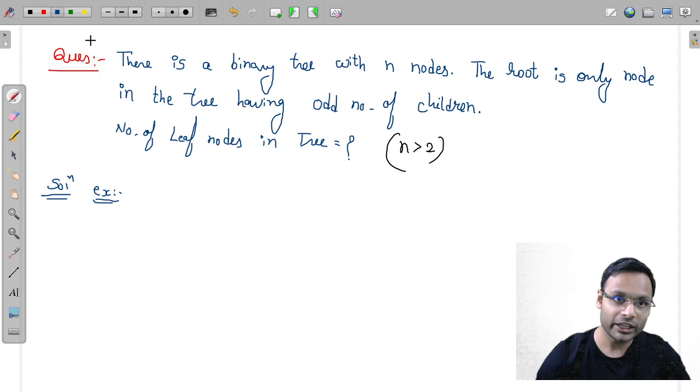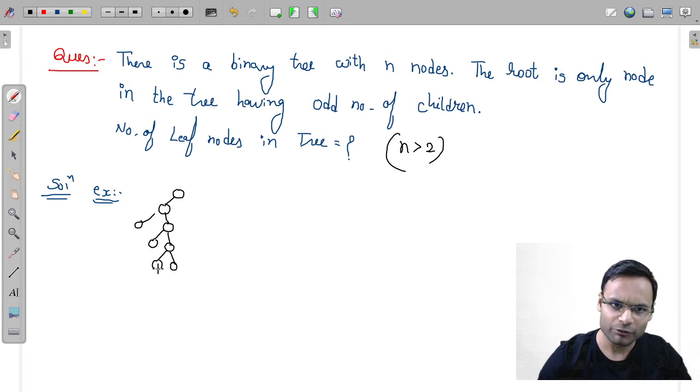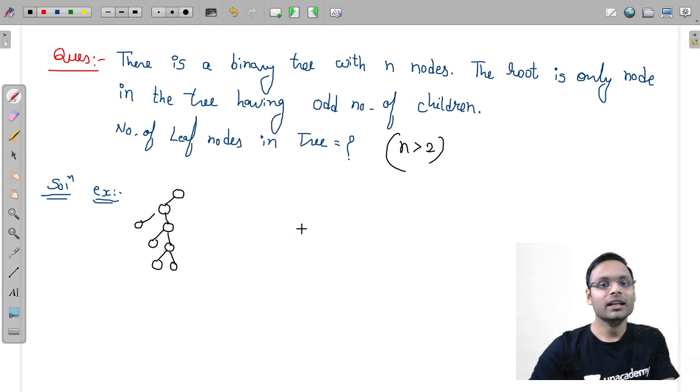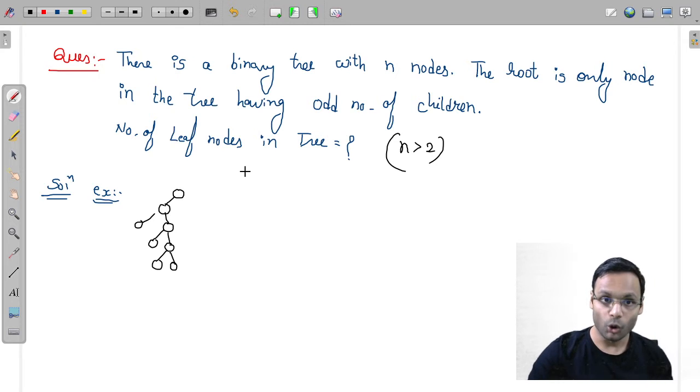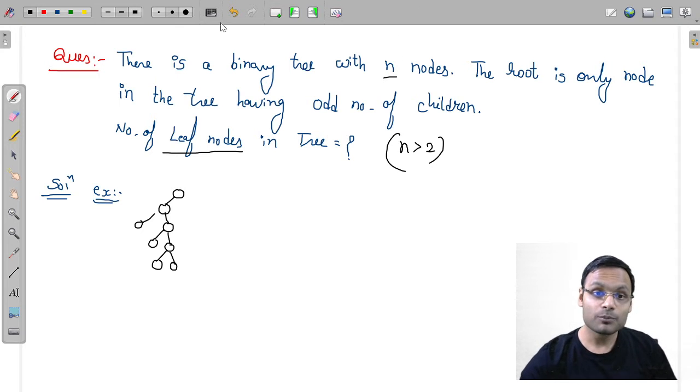In the tree, only the root has a single child, the remaining nodes all have 2 children, and leaf nodes are there. Okay, so you need to give me how many leaf nodes there are in terms of n. Now you solve the question.